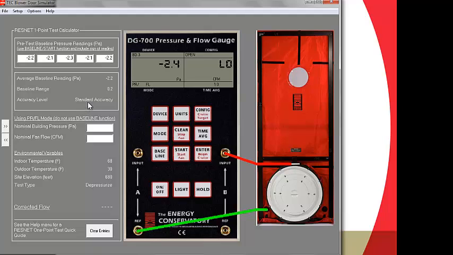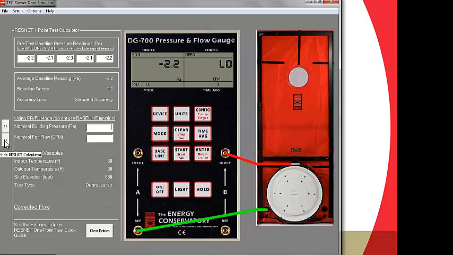So if you find that your accuracy level is reduced, or that you can't do this test, then you can increase from a 10-second average to one greater than that. Okay, so now we're ready to do the test.